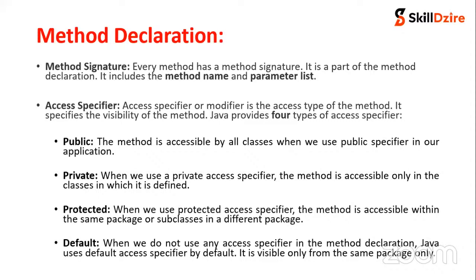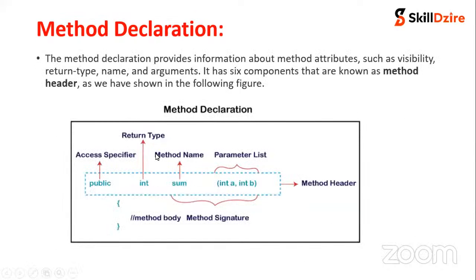So this is what we have seen. Method signature. Every method has a method signature. It is actually a part of the method declaration only. And what does it contain? Your method name and parameter list. This part will come under the method signature.